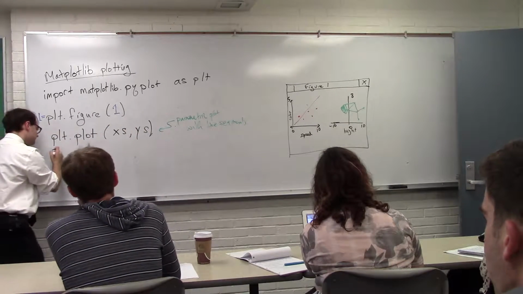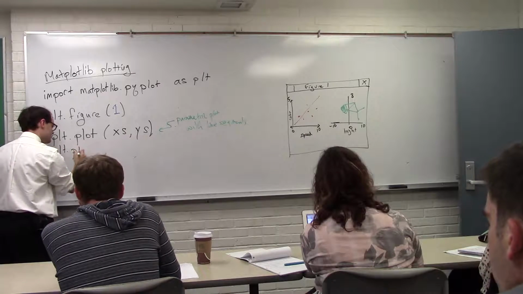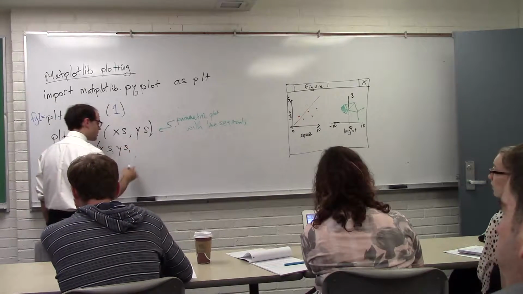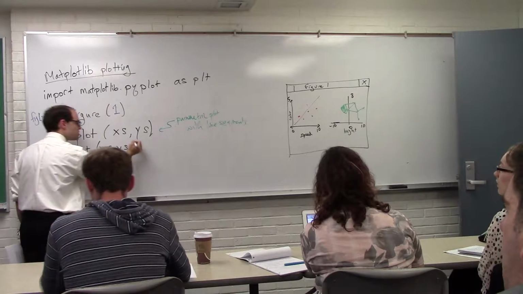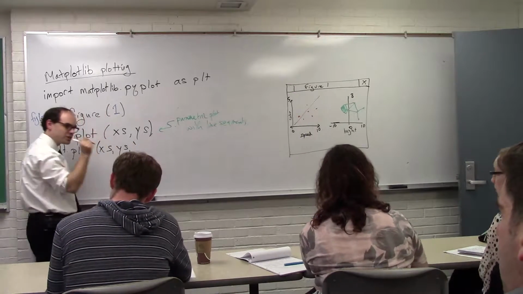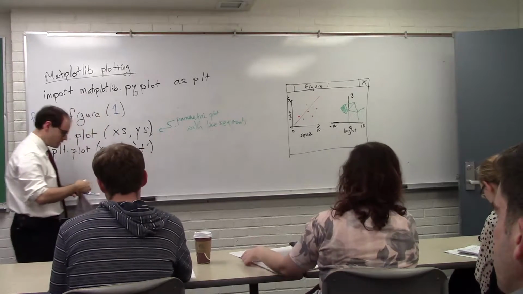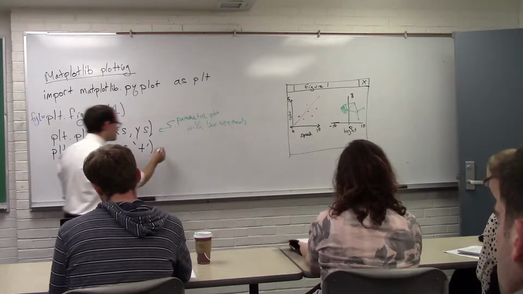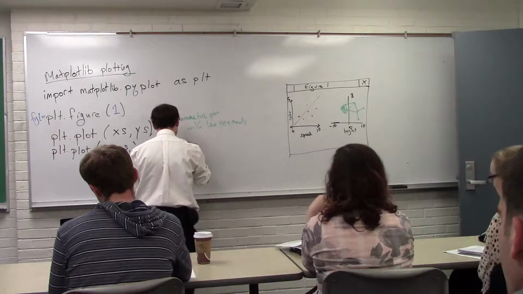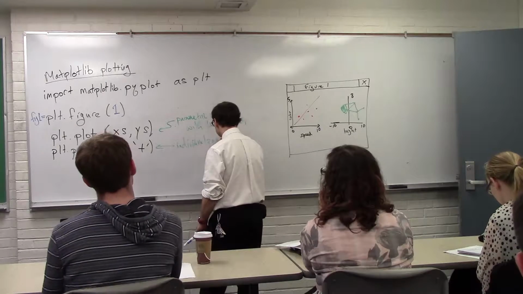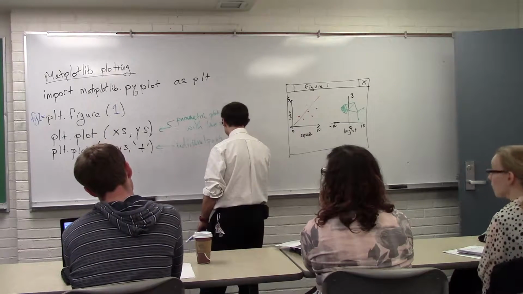If you want to plot discrete points, they don't have anything related to one another, you can start adding additional styles. So for instance, if you want to plot them with little plus signs, you do like this. So this is individual points marked with plus signs. So each point is a plus sign.